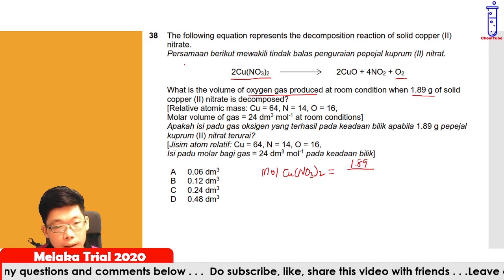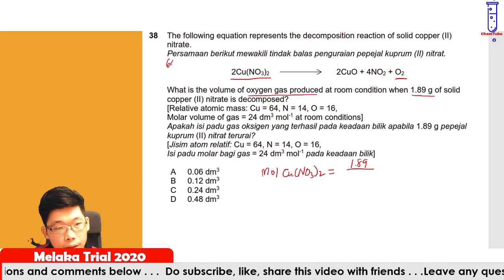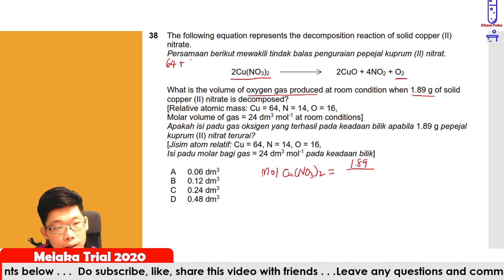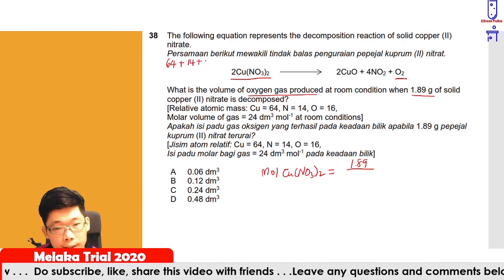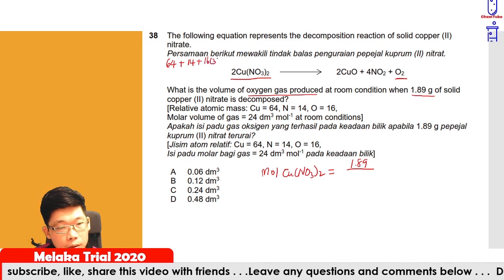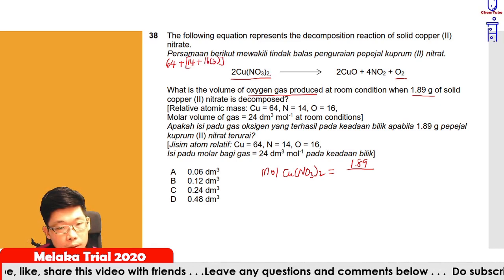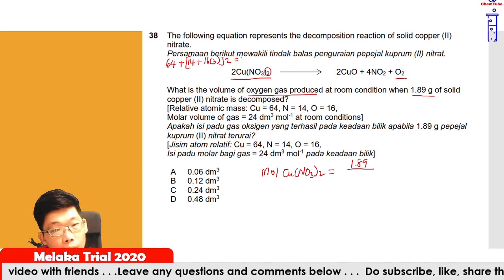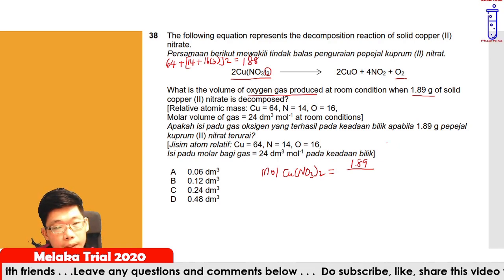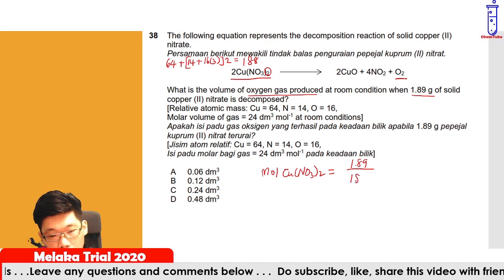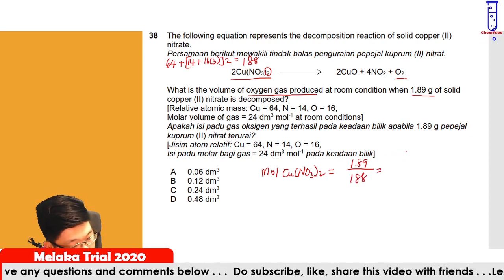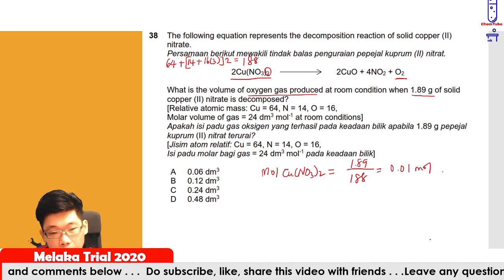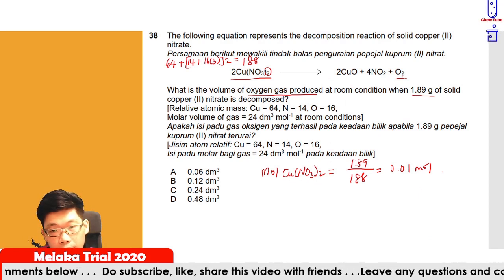For the copper(II) nitrate, we use the relative atomic mass to calculate the molar mass. Okay, so we total up here. Copper is 64 plus N is 14 plus 16 times 3, and this one times 2. So use your calculator, you can calculate. So the value is 188. Okay, so over the molar mass 188. So roughly you get 0.01. So this is for copper(II) nitrate, but how about the oxygen?